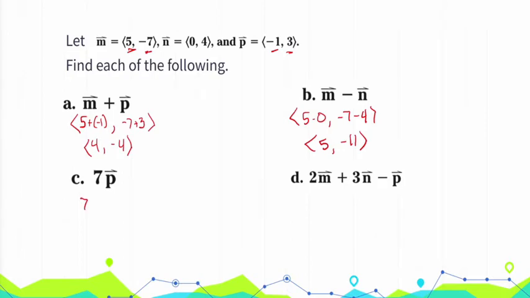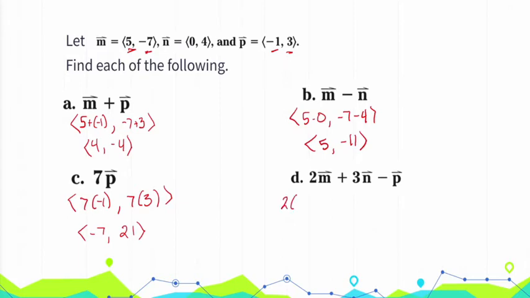7p means that we multiply the -1 by 7 and we multiply the 3 by 7, which gives us <-7, 21>. And then a tricky one, 2m plus 3n minus p.